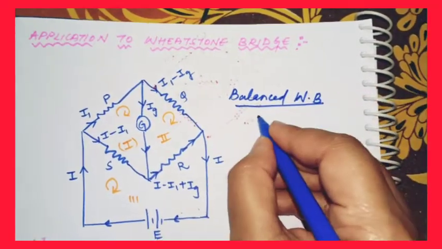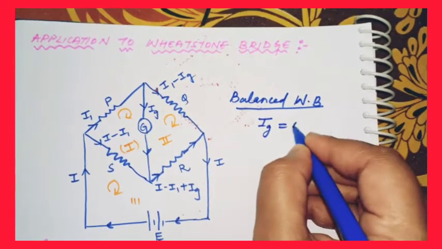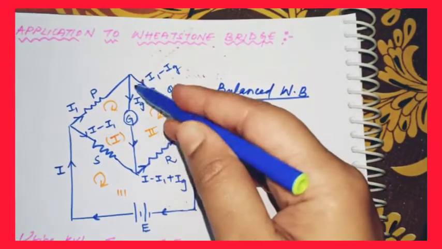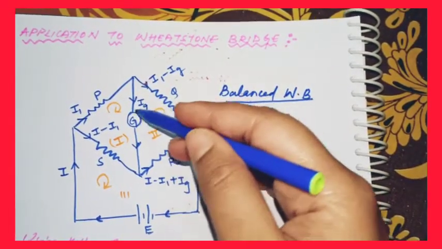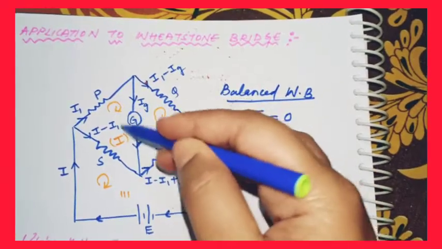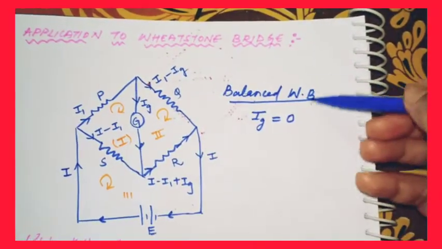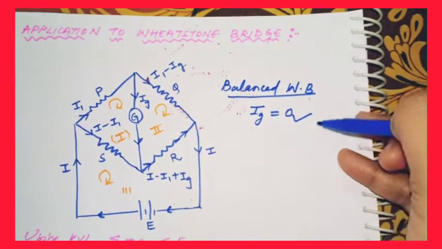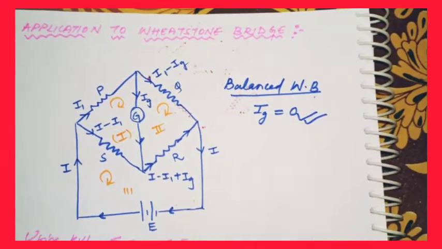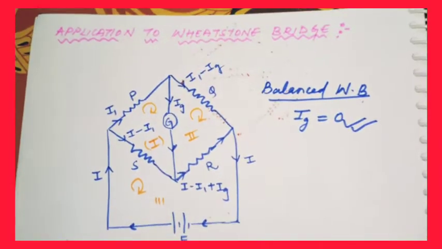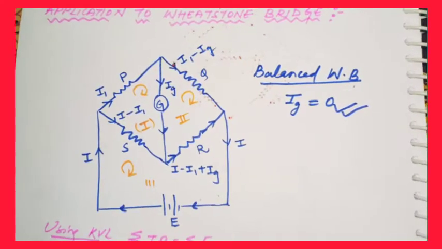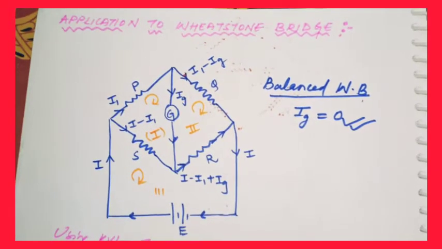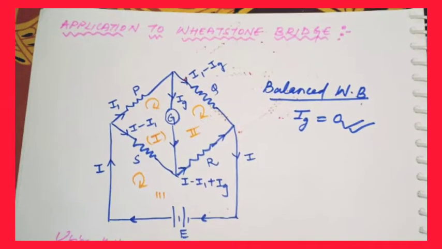A balanced Wheatstone bridge is nothing but the condition when the current through the galvanometer will be 0. So a balanced Wheatstone bridge is nothing but the current through this arm will be 0. That is, no current will flow through this galvanometer. When this happens, the Wheatstone bridge is said to be balanced. So what is the condition when the current through the galvanometer will be 0? That condition we can find out by using Kirchhoff's voltage law. So here, students, we need to find out unknown resistance using Kirchhoff's voltage law.